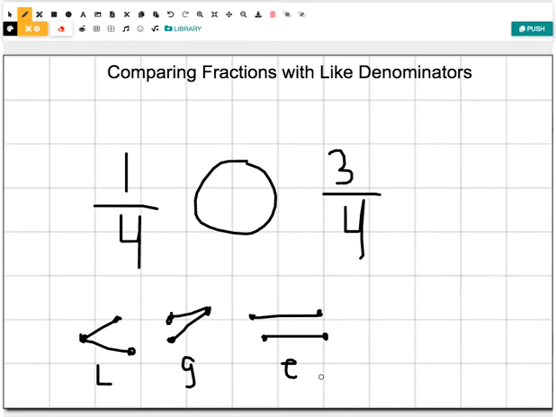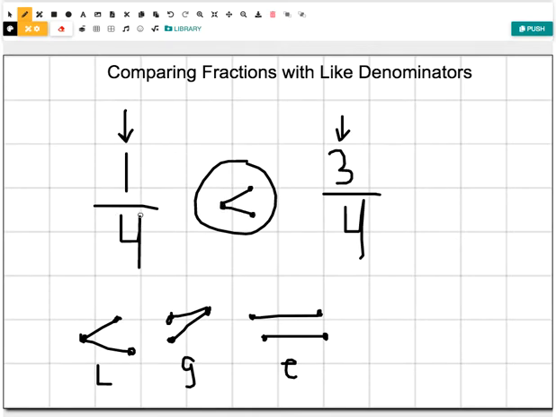So when we're comparing fractions with like denominators, since the denominators are the same, we're not even going to pay attention to them. We're just going to look at the numerators. So we're going to compare the 1 to the 3. So 1, is it less than or greater than 3? And we know 1 is less than, so we're going to put the less than sign. So 1/4 is less than 3/4.